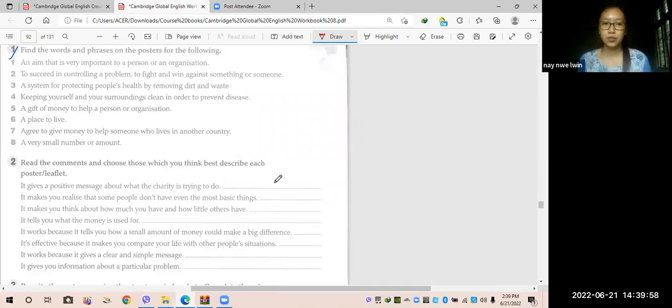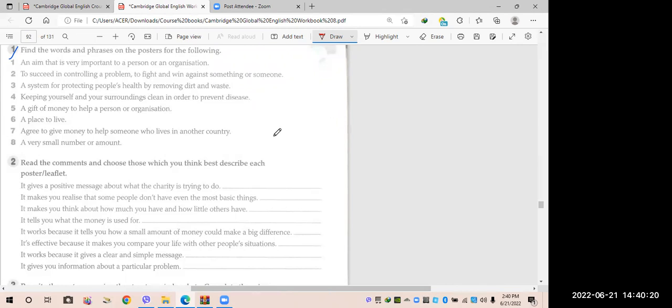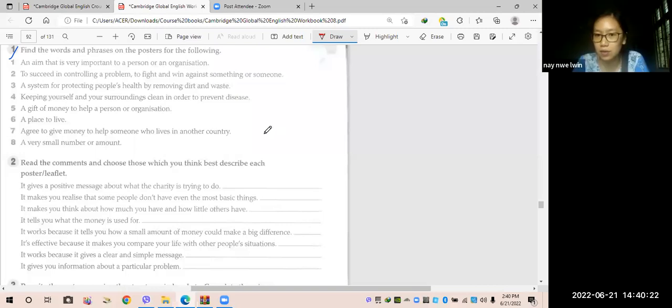So read the comments and choose those which you think best describe each poster or leaflet. So the first one is, it gives a positive message about what the charity is trying to do. So how do you think? Is that poster A, B, or C? A. So Daniel said A. Do you have a different idea or answer? So everyone agrees with A, right? Okay, so the answer is A, correct?